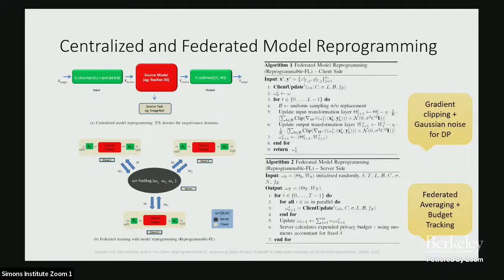So the reprogramming idea fits pretty well in both schemes. For the federated learning setting, we are basically asking the clients to initialize their local version of the reprogrammed model using their local input and output layers. And then throughout this federated learning protocol, they will learn global input and output transformation layers. And that could leverage the privacy budget better.